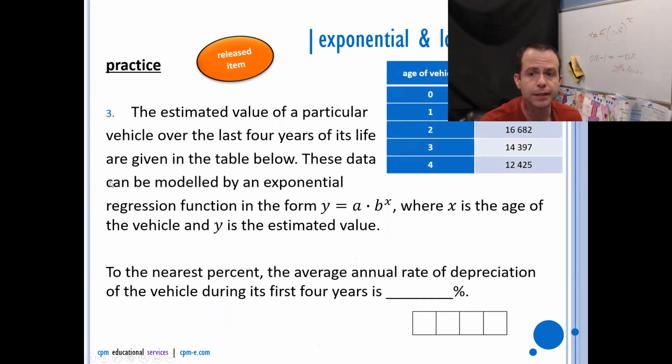All right, the estimated value of a particular vehicle over the last 4 years of its life are given in the table below. These data can be modeled by the exponential regression in the form y equals a times b to the x, where x is the age of the vehicle and y is the estimated value. To the nearest percent, the average annual rate of depreciation of a vehicle during its first 4 years is.